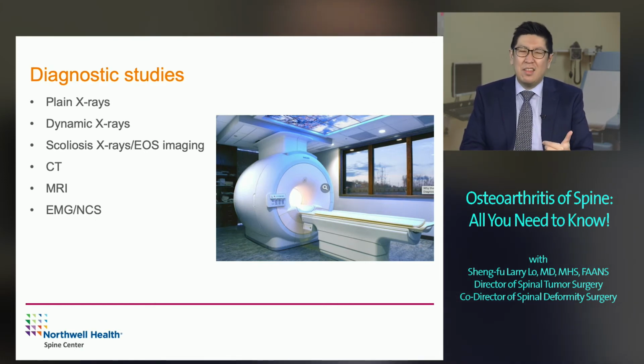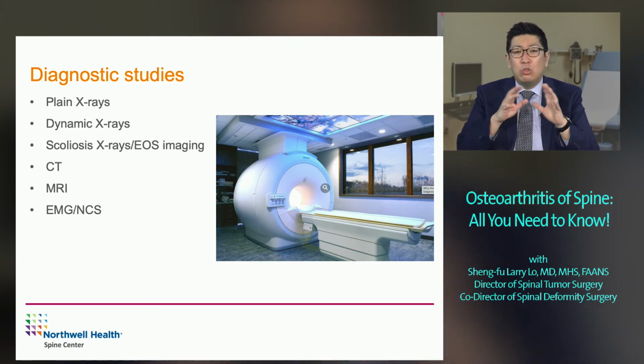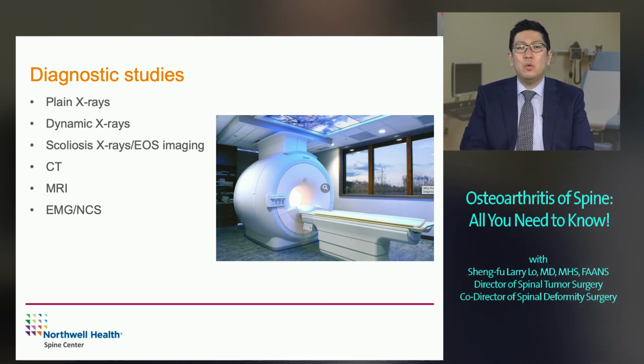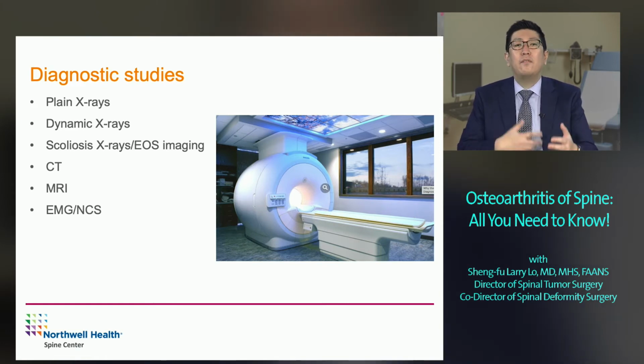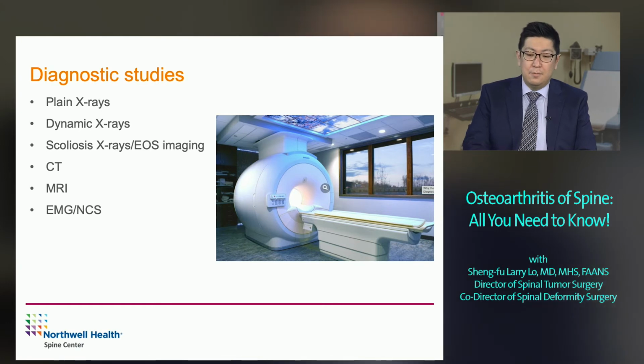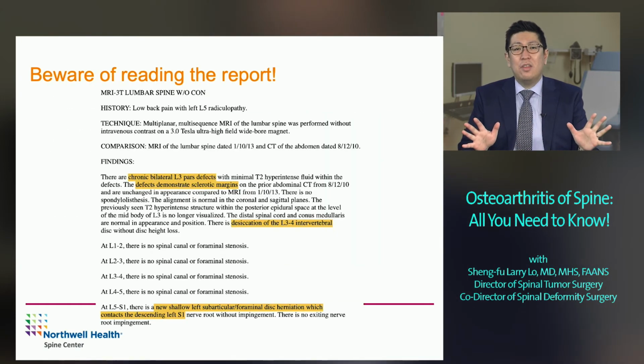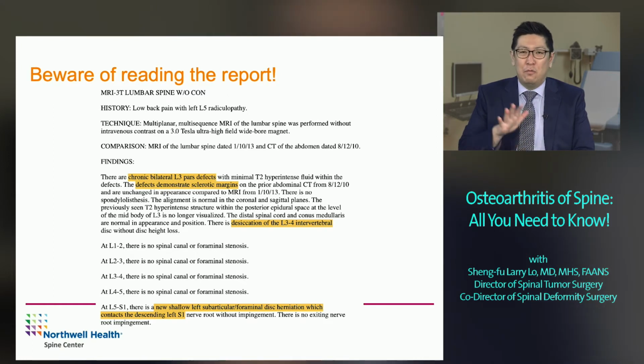We can get a CAT scan to take a look at the bones. We can get an MRI to basically look at the nerves and the soft tissues. We can even get a test called an EMG nerve conduction study that looks at the function of your nerves. But one of the cautions that I would like to provide the general audience is that really beware of reading the report line by line.